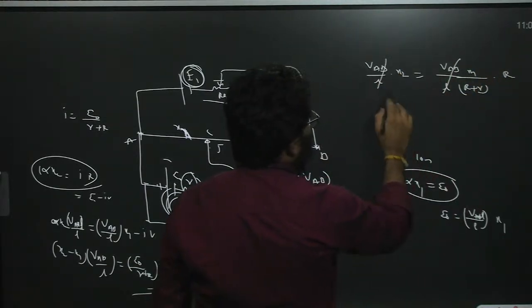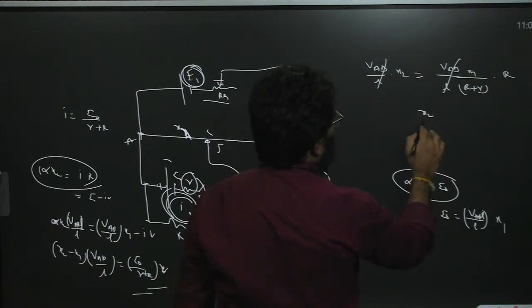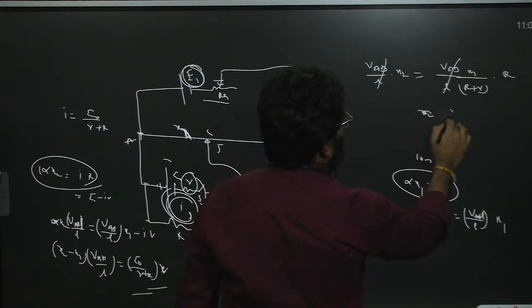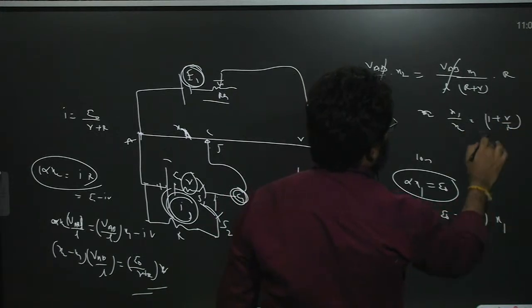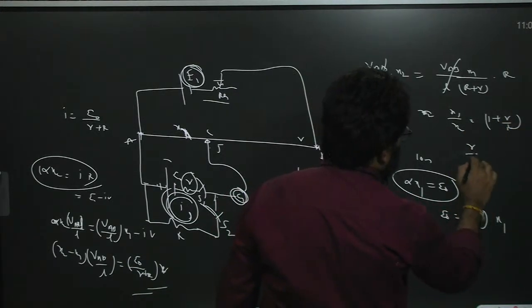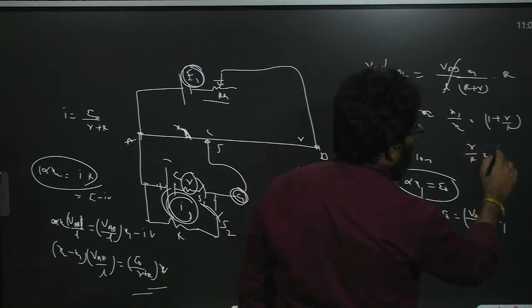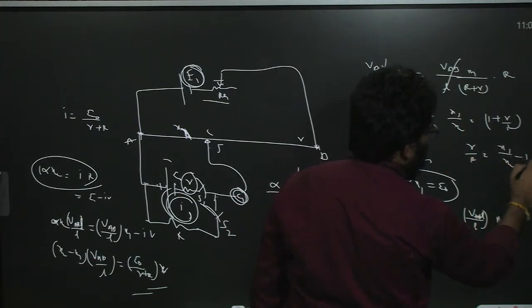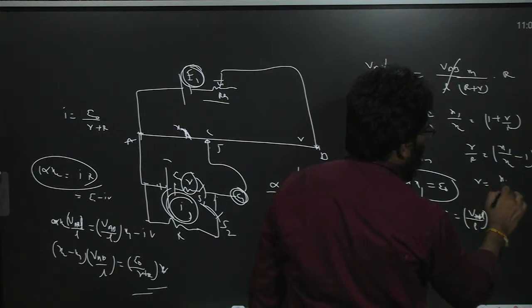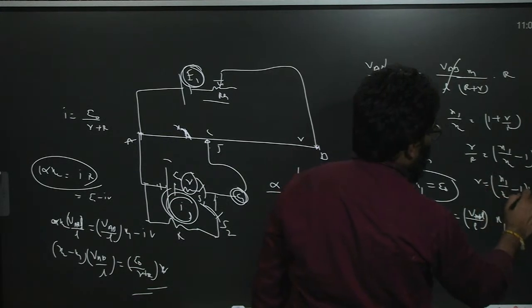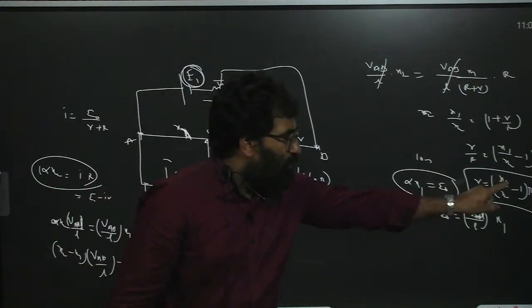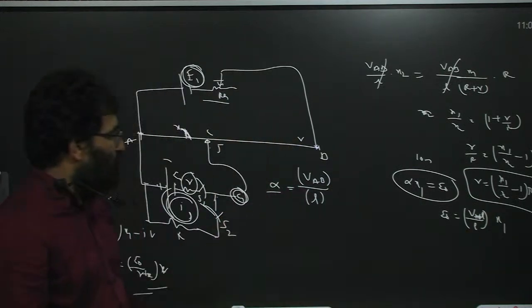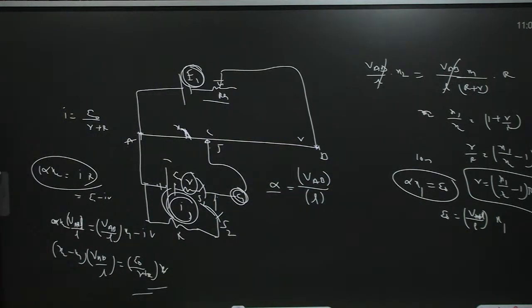VAB by L will cancel. X1 by X2 is equal to 1 plus small r by capital R. So small r by capital R is equal to X1 by X2 minus 1. So small r is equal to (X1 by X2 minus 1) into R. So we can find internal resistance by using this. X1 is the initial length, and X2 is the length when we close the switch S2. So we can find the internal resistance.